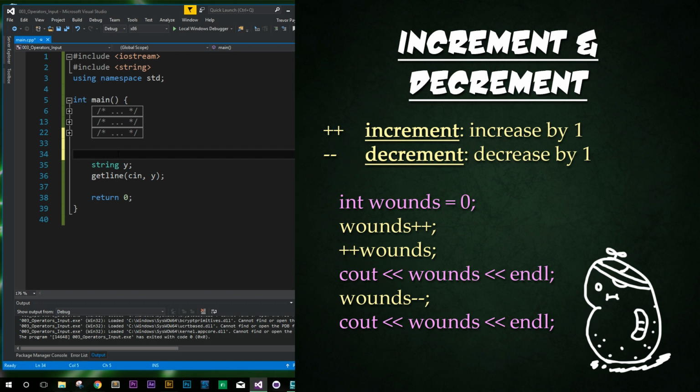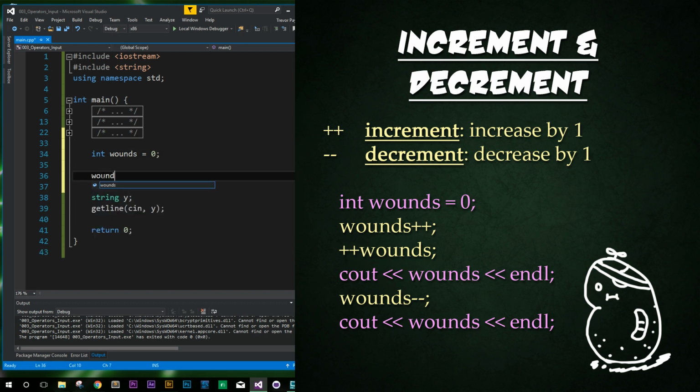And now I'm going to introduce you to a very cool operator that was missing from Python that I really wish was there. It is the increment and decrement operators. So we're going to go ahead and create an int called wounds, and we're going to set it equal to a value of 0. Down below that, we're going to type wounds, and then type plus plus semicolon.